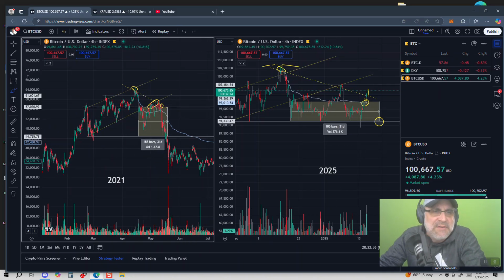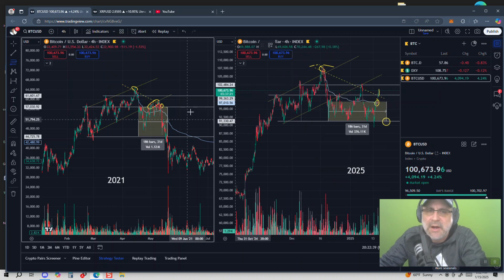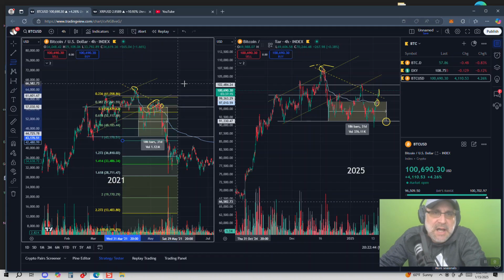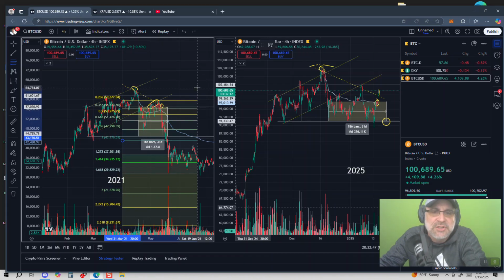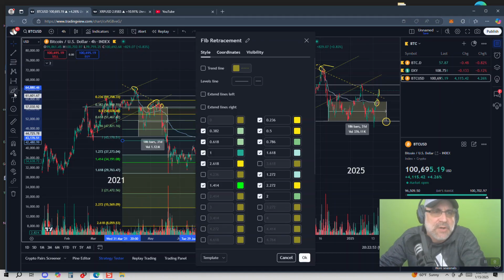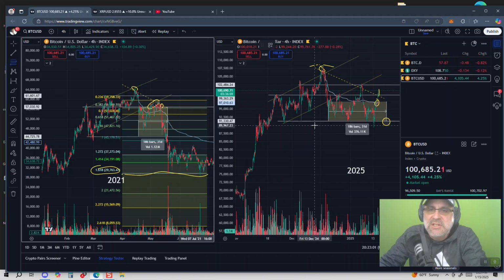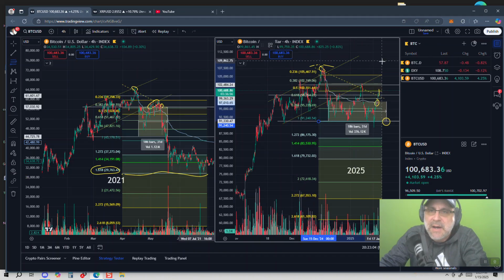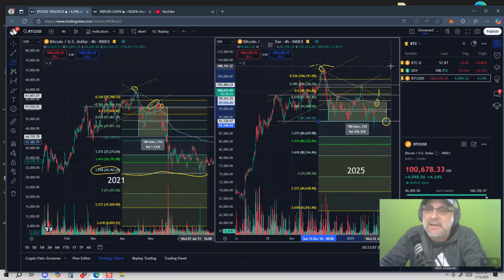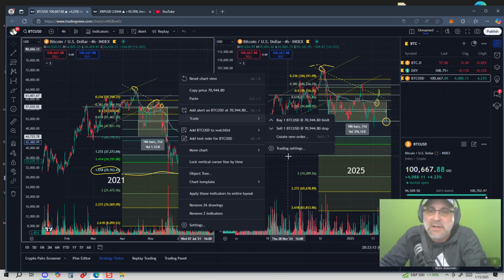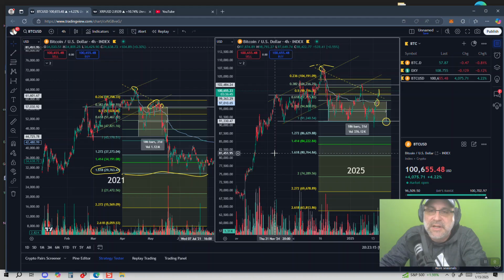So if we retrace from where we already talked about how we retraced from this top to the 1.618, it brought us to this one. Look how it retraced to the 1.618 retracement, brought us to the bottom of this range here. So if this retraces from the all-time high of 108 grand, which I think it's going to do. So far, it's done everything. It's followed 2021 almost cookie cutter. Then this will bring us to 80 grand.